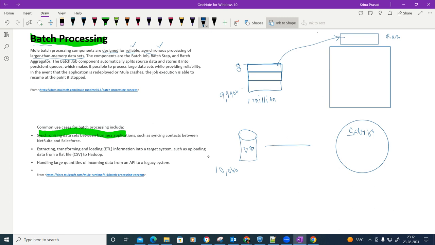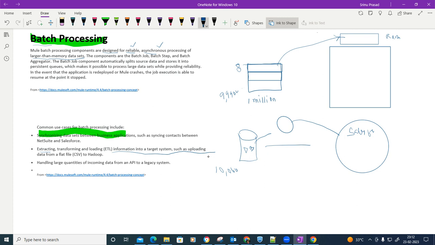Also ETL jobs, extract, transform and load: extract the data from one system, transform the data and load it into another system. A similar kind of use case is cloud systems, uploading data from a platform to a cloud service provider. These are the different use cases where we use batch processing.